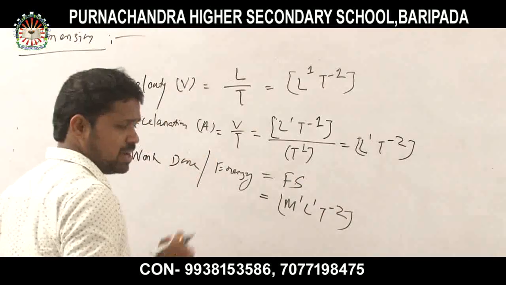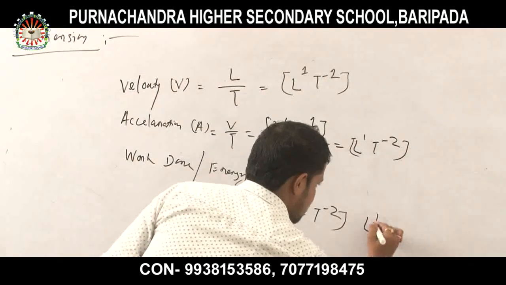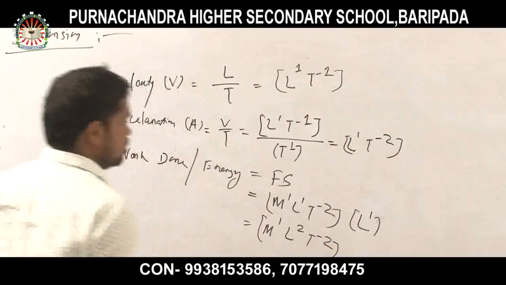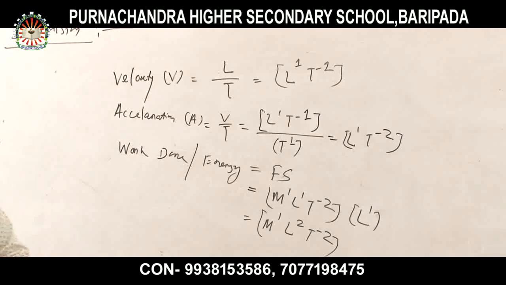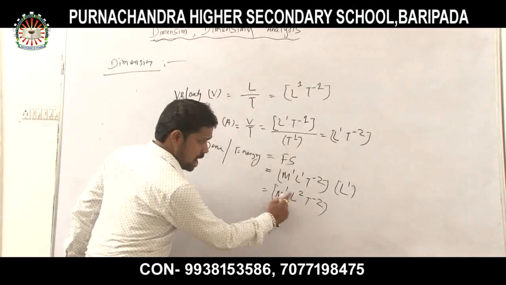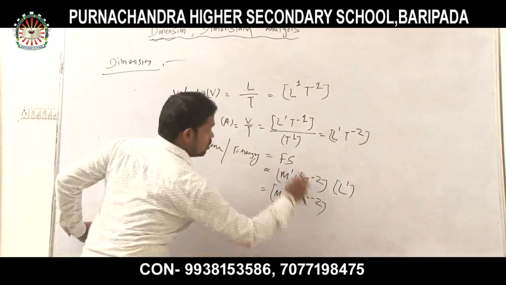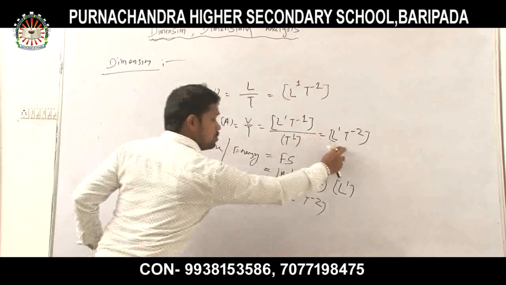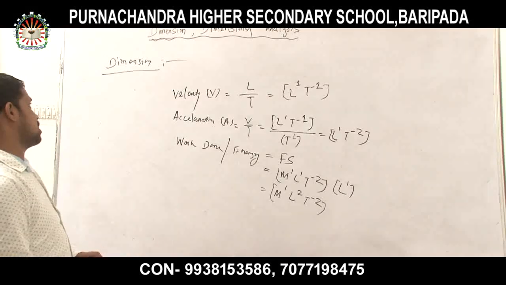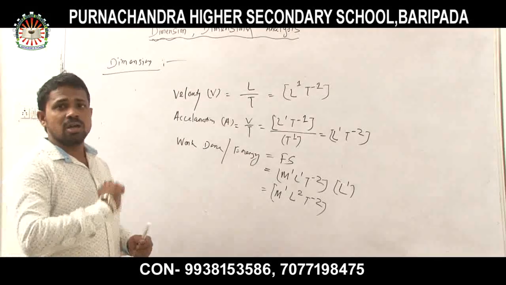And what is S? S is the displacement, and displacement is nothing but length, so this is your L1. So simply, this is M1 L2 T to the power minus 2. In this way you have to find the dimensional formula. Remember the dimensional formulas of different physical quantities. These powers, 1, 2, minus 2, or 1, minus 2, or 1, minus 1, are your dimensions, and the whole formula is your dimensional formula. The dimensional formula must be written within a square bracket. Remember that. So this is how to find the dimension or dimensional formula of different physical quantities. You have to remember these and practice in your copy.